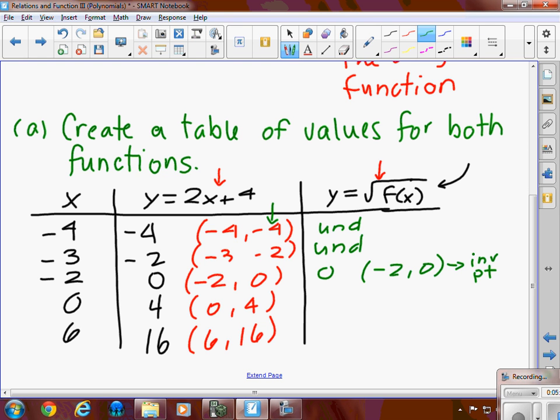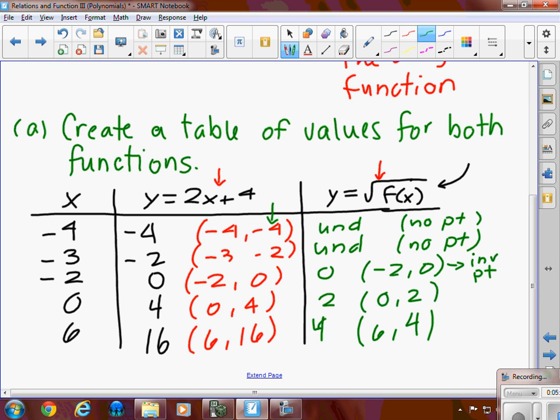The next guy is going to be a 2, which gets me to 0, 2. And the last guy, whoops, is a 4, so it's going to be 6, 4. So now we have some points to plot for both functions. We can see now, here we got some undefined stuff going on. This means that there's no point on this graph that's going to be the radical of it. It's just going to start out of the blue somewhere. And we talked about radical functions in the last lesson, how they just sort of started and then started arcing off. This is what's going on here.